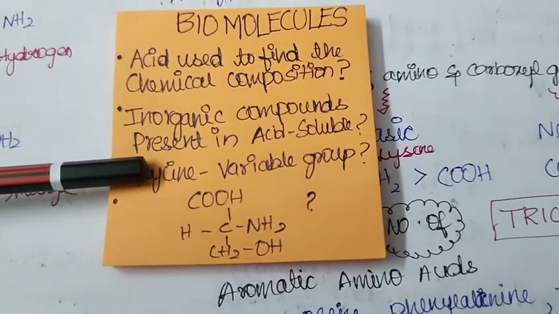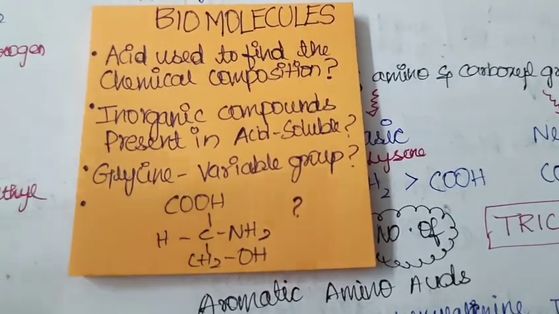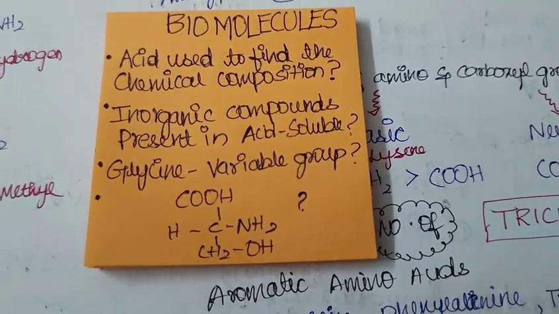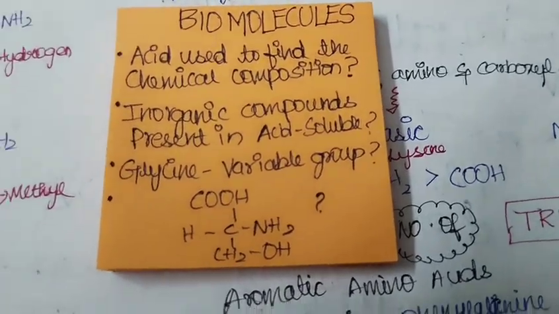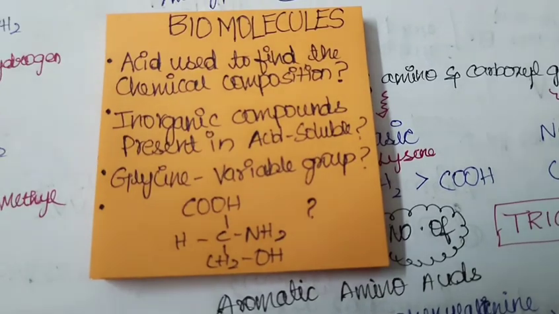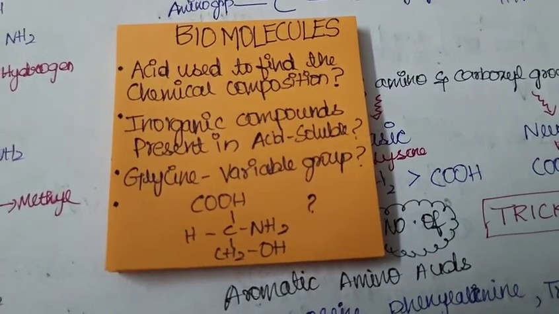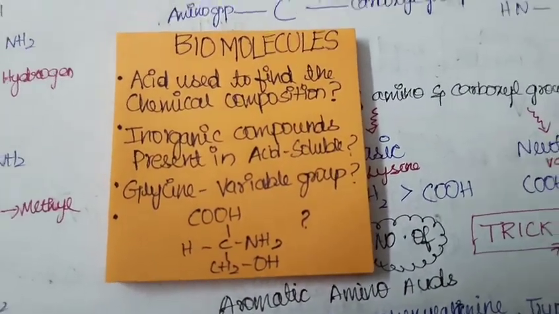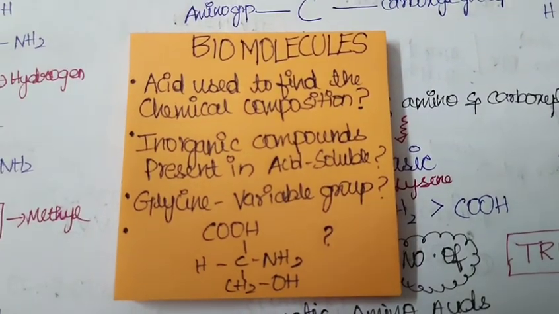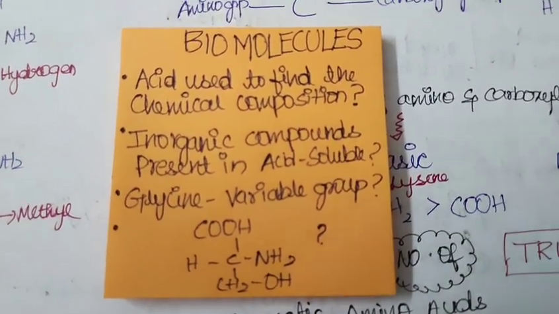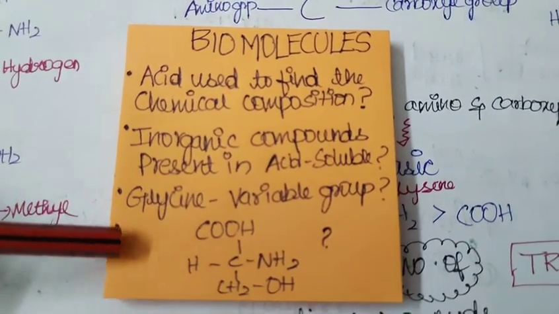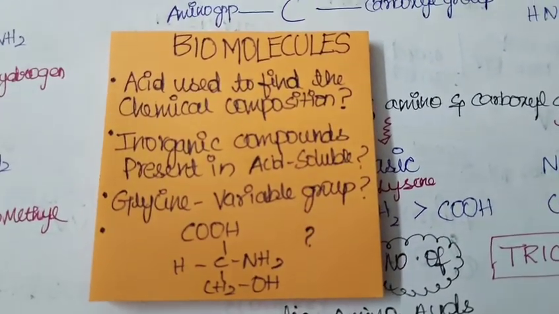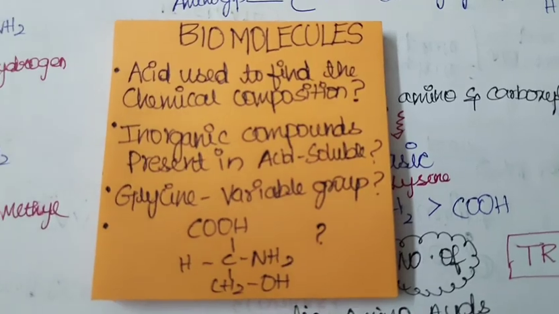What is the variable group in the glycine amino acid? Hydrogen, right? What is the name of the below structure? Serine. We discussed the three examples given, right? So whenever we see hydroxymethyl, it is serine. Okay, now we will see the next topic, which is lipid.